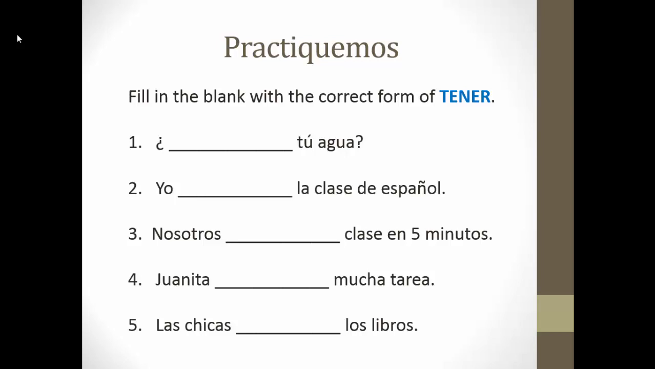Número 5. Las chicas are the girls. That's like saying they, and we know ellas is they. So the form of tener we need is tienen. Las chicas tienen los libros. The girls have the books. Pause the video at this time and fill out part 3 of the note guide where it asks you to write the correct form of tener in the blank.